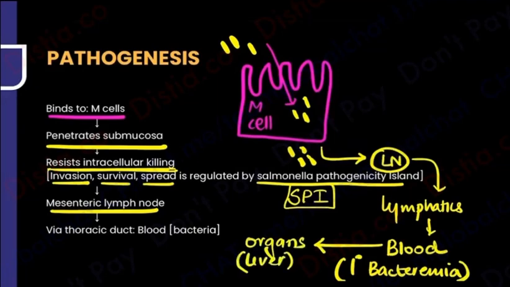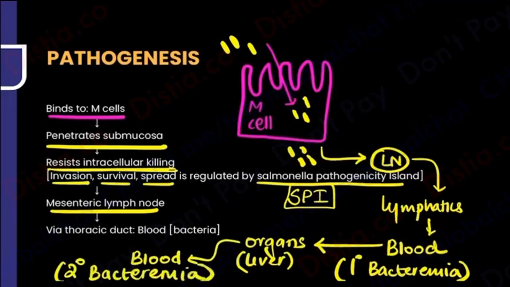And from those organs, it will again come out into the blood. Can I now call it secondary bacteremia? I can call it secondary bacteremia. I've told you the detailed pathogenesis for you to listen to once and then just know that primarily what happened.